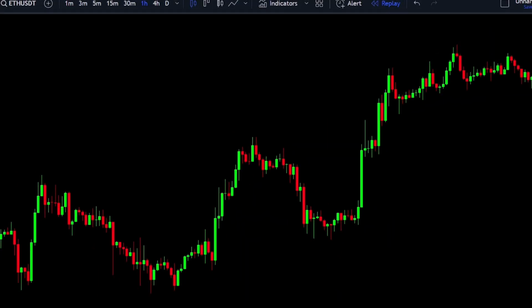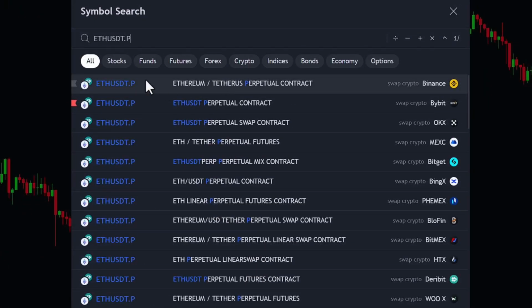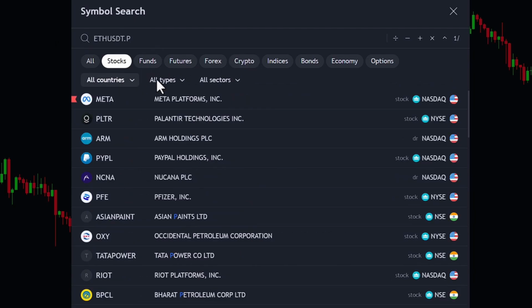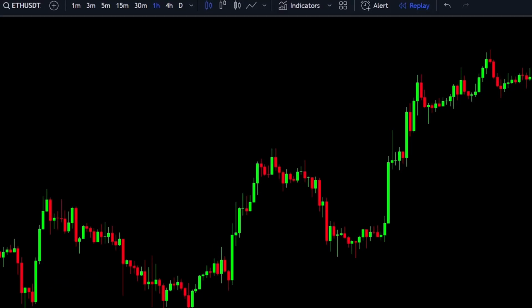First things first, open up TradingView. Once you're there, you'll see a search bar at the top. Use it to find the chart of the asset you're interested in, whether that's Forex, crypto, or stocks. This strategy works across all markets, so pick one you want to analyze.